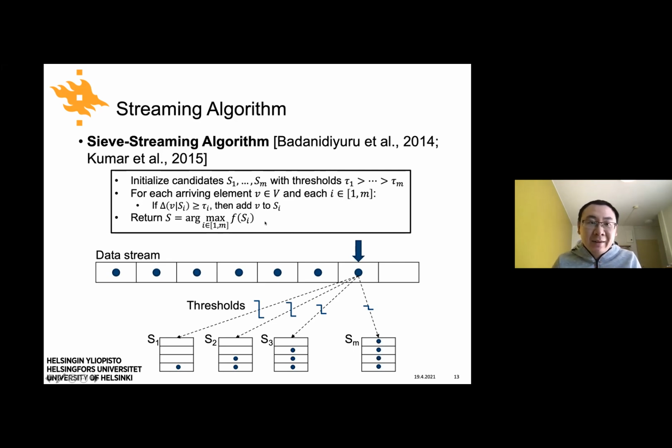The basic idea of the safe streaming algorithm is to initialize M candidates, starting from an empty set, with different thresholds from tau 1 to tau m. Then for each arriving element in the stream and for each candidate solution, if the marginal gain of the arriving element is greater than or equal to the threshold for this candidate solution, then the current element is added to the solution. Otherwise, the element will not be added to the solution.